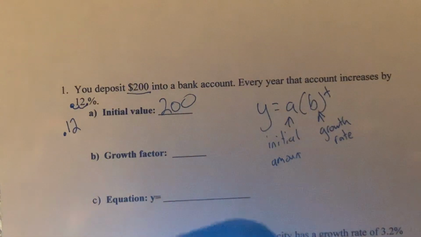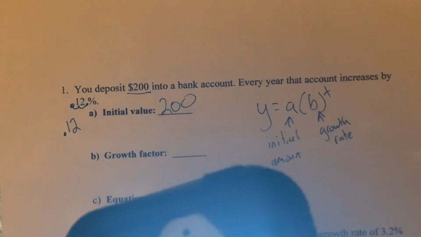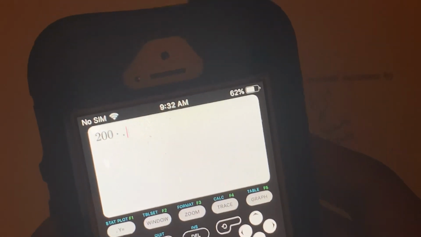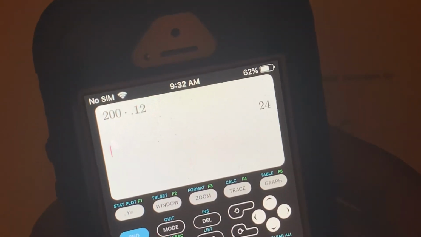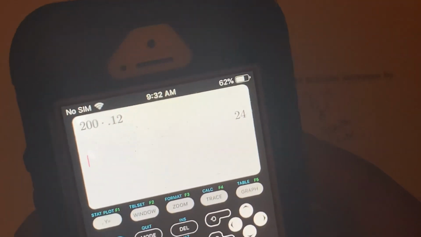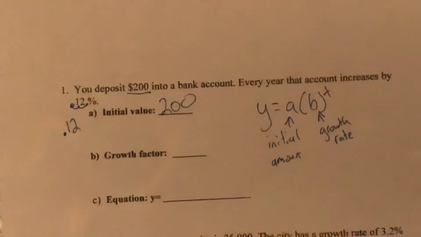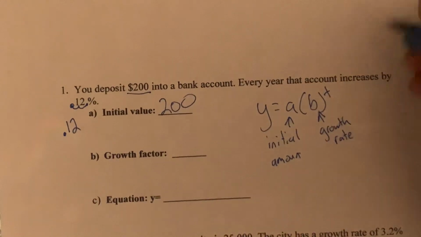So if I take 200 and multiply that by 0.12, that's only $24. So that's not an increase. So he's not actually getting just 12% of the 200. He's keeping that 200 and he's increasing it.